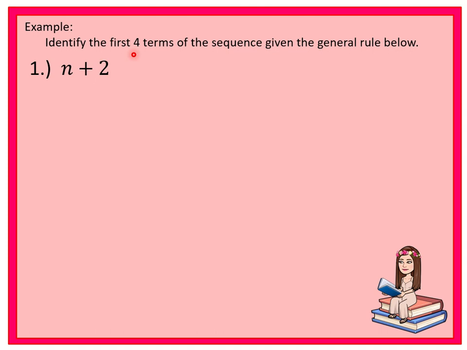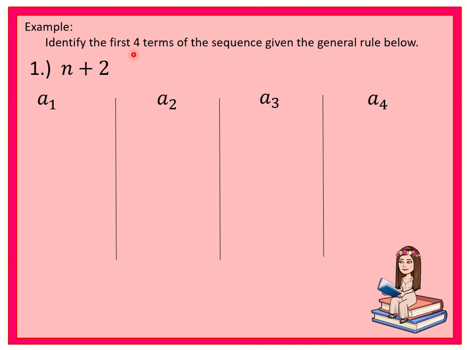So, kukunin ko ang first term, which is a sub 1. Second term, which is a sub 2. Third term, which is a sub 3. And fourth term, which is a sub 4. So, ano-ano ang steps para magawa natin to? The very first step is to set for the value of n. So, for our first term, our n will be equal to 1. Bakit 1? Kasi a sub 1.